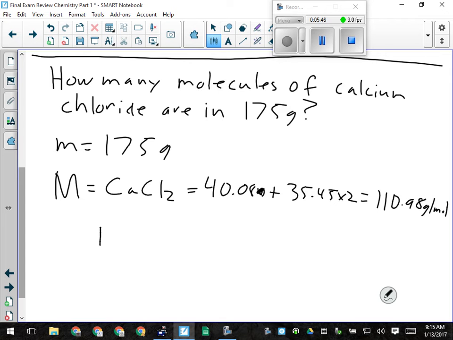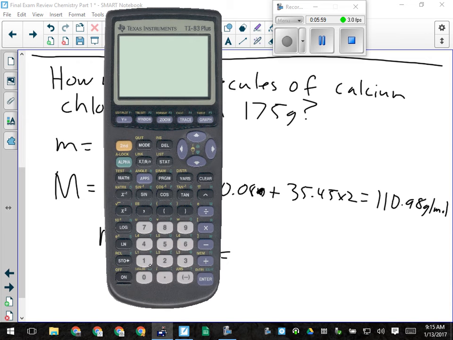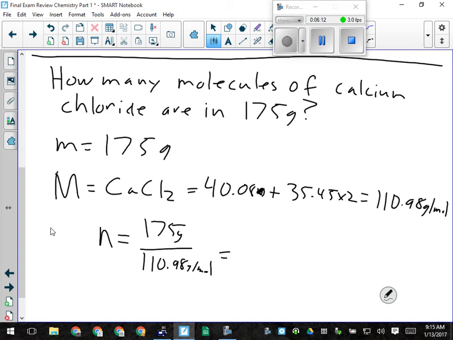n equals mass, 175 grams, over molar mass, 110.98 grams per mole, which will leave us with moles. So 175 divided by 110.98 is 1.58, we'll say. Of course, remember on a test, you want to keep all of your numbers until the very end, then you round. So I'm just writing, there are other numbers here.